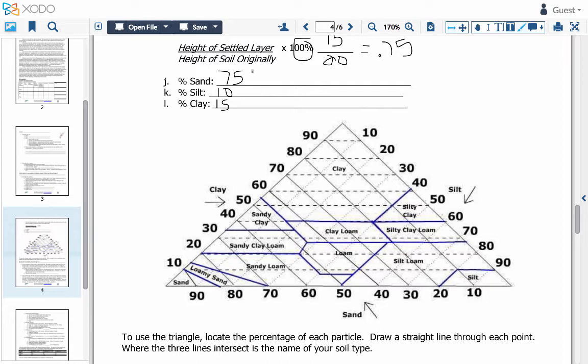The first thing that we have here is our 75% sand. So on my soil texture triangle, I'm going to find where it says sand here, and I see that the arrow is going up and to the left. So if I have 75% sand, up and to the left, parallel with the other lines that are going up and to the left, I will draw a line right here. The next thing that I have is 10% silt. So I'm going to find where it says silt, and I see that my arrows are going down and to the left. So at 10% silt, I'm going to draw a line down and to the left.